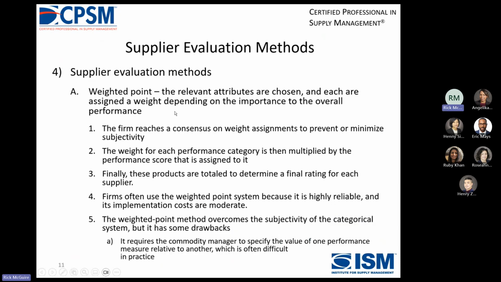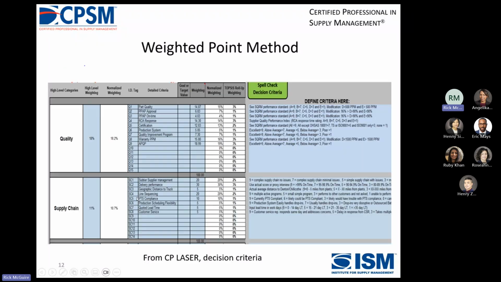Supplier evaluation. I've got a couple of different ways of evaluation. The weighted point method: you weight each of the criteria. If you've done CPLA, that's what this is. Here's your criteria for quality, and here's your weighting, and it does some normalization and overall and some other cool stuff here, but this is how you're going to score them over here. So this is the weighted point method. Very good way to do things. Takes a long time to set up.